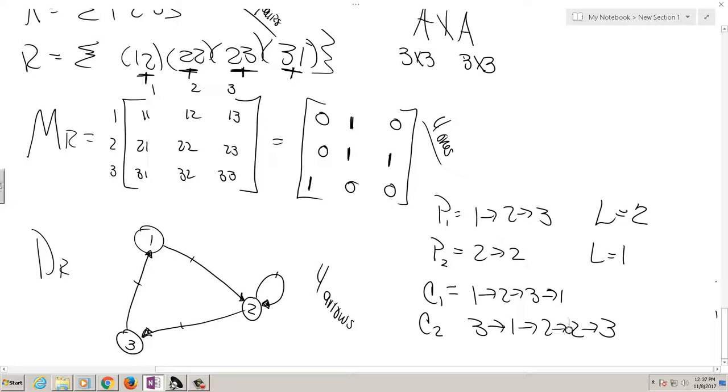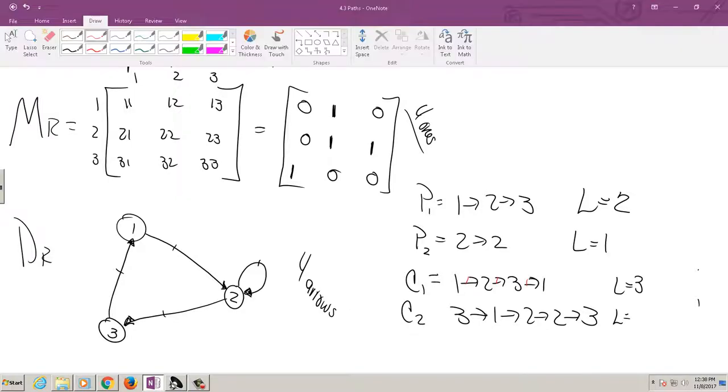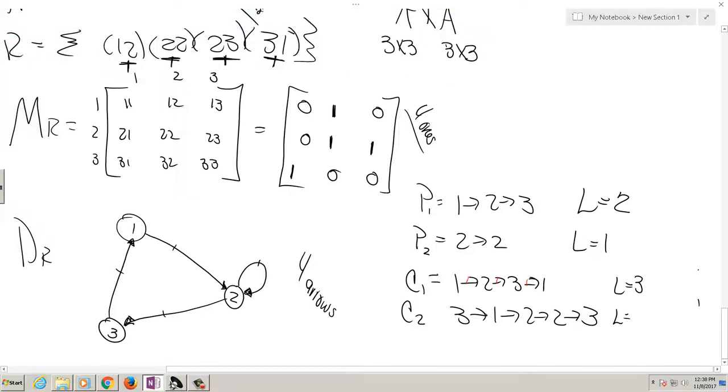So cycles also have length. What is the length of this cycle? 3. Remember, we are counting edges. We are counting edges when we count the length of anything. 1, 2, 3. So what is the length of my second cycle? 4. All right, 4. So that would be 1, 2, 3, 4. So the length here is going to be 4.